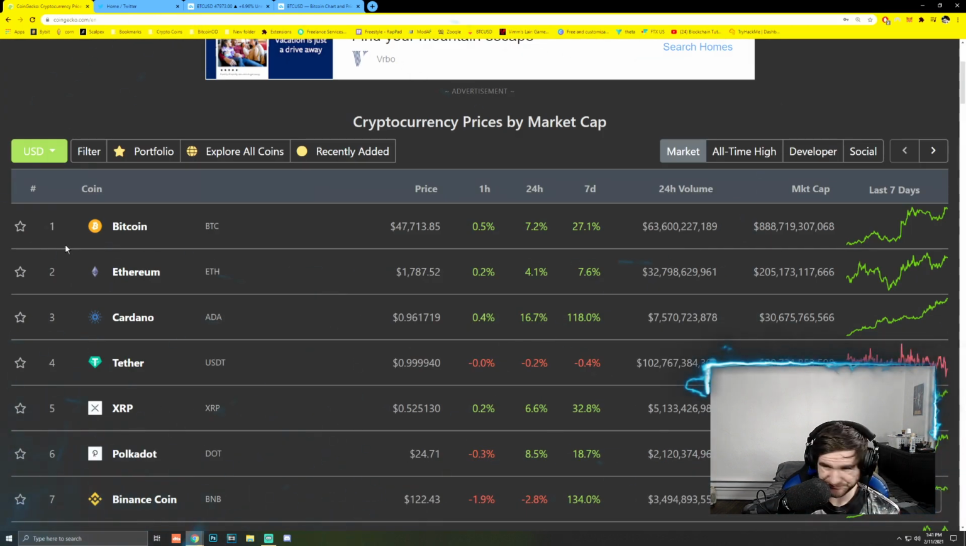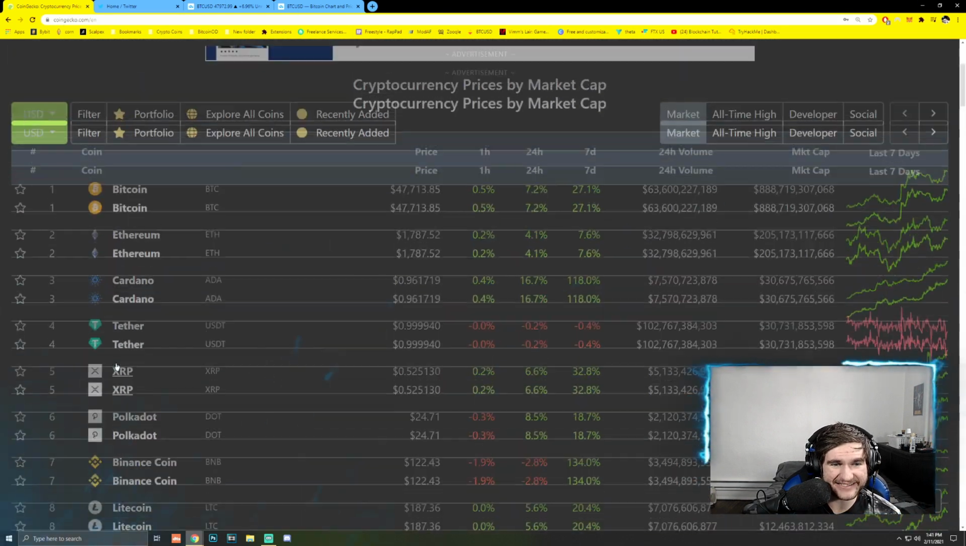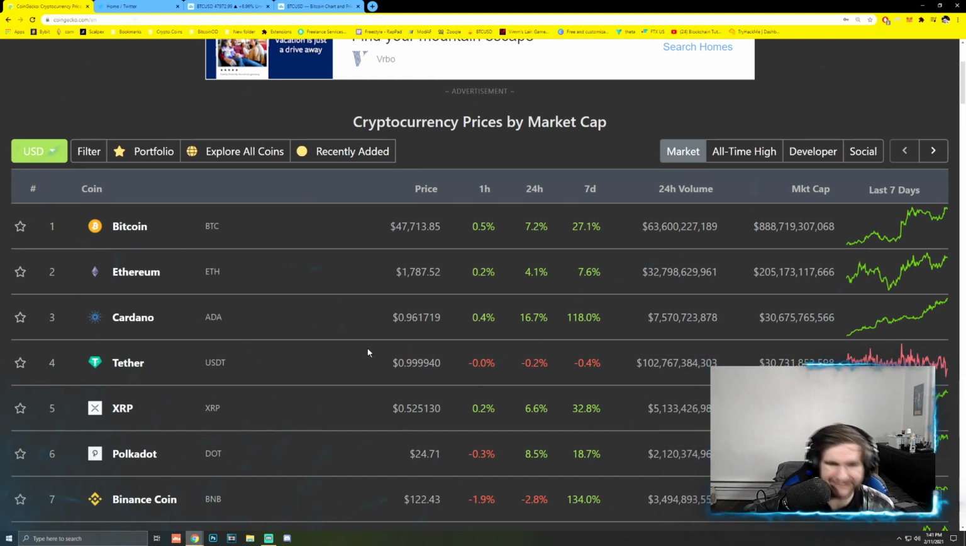But anyways, Bitcoin, guys, 47.7. Ethereum right below that, 1800, guys. Ada Cardano taking the spot three, $0.96, almost a dollar. If you guys have held through Ada, I sold out, unfortunately, just not too long ago.